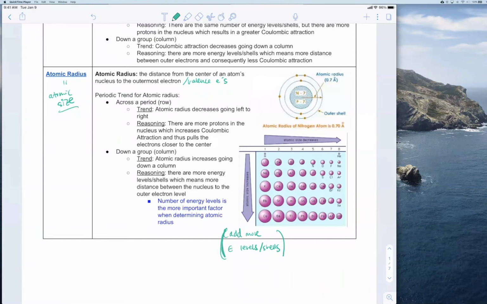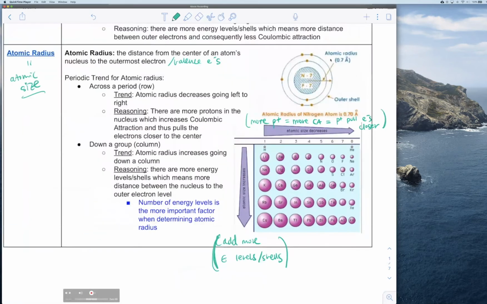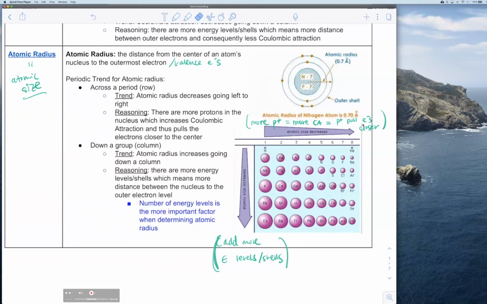The reason why is as you go left to right, you have more protons in the center, which means you have more Coulombic attraction, which means your protons pull your electrons closer. So the protons are actually pulling the electrons closer to itself as you increase the amount of protons. It makes your shell get smaller and smaller. So as you go left to right across a period, your atomic radius is going to start decreasing.